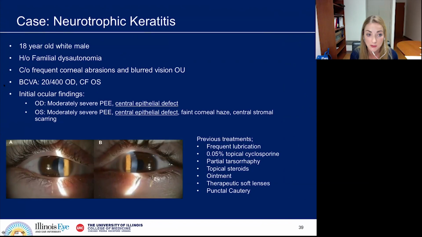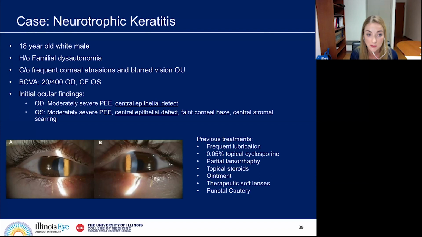This is our last patient. This is a patient with neurotrophic keratitis. It's an 18-year-old white male with a history of familial dysautonomia. Familial dysautonomia, also known as HSAN, is a genetic disorder that affects the autonomic and sensory nervous system. So these patients end up with decreased corneal sensitivity.